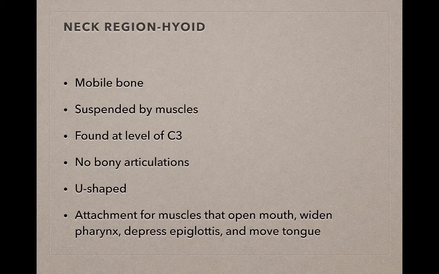The neck region also contains a bone we have not mentioned yet, which is the hyoid bone. This is a mobile bone that's suspended by muscles. It is found at the level of C3 between the mandible and the thyroid cartilage. This bone does not have any articulations, so it is literally suspended by muscles. That is its only point of attachment to anything. It's U-shaped, and the muscles that attach to this bone are used to open the mouth, to widen the pharynx, to depress the epiglottis, and to move the tongue.